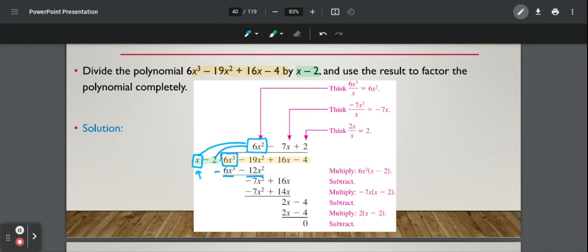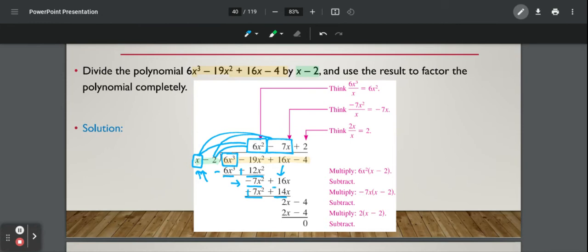Then if we subtract, we would get negative 7x squared, and then we could bring down the next term, plus 16x. You really can bring down all the terms if you want. So then we start over again. Now we say, what do we multiply x by to get negative 7x squared? We would say negative 7x. So that's where this comes from. And then we multiply negative 7x times x is negative 7x squared. Negative 7x times negative 2 is plus 14.